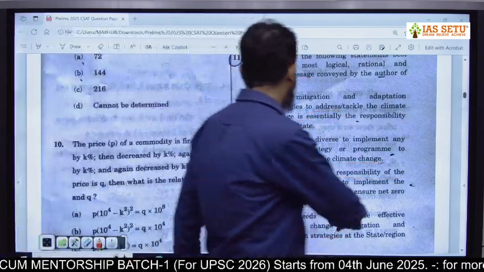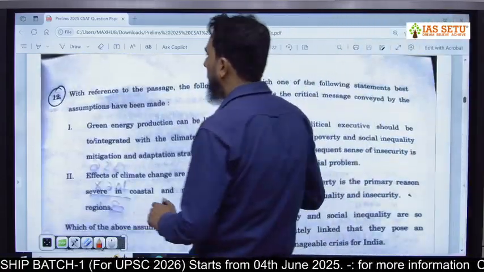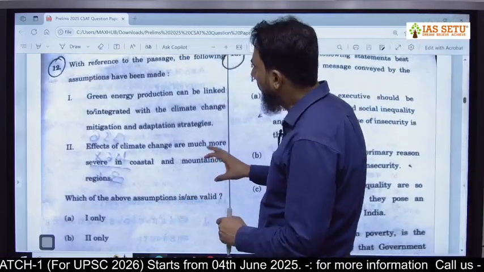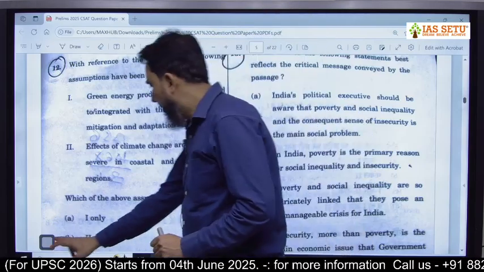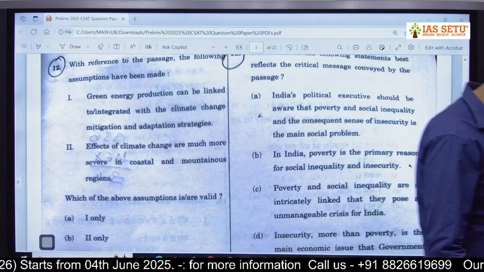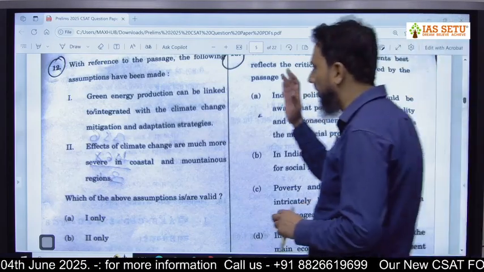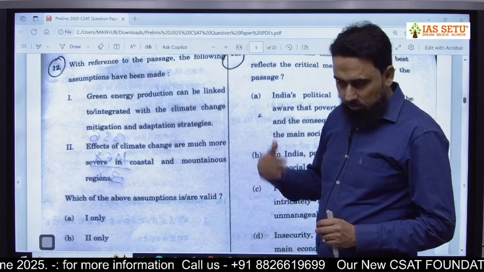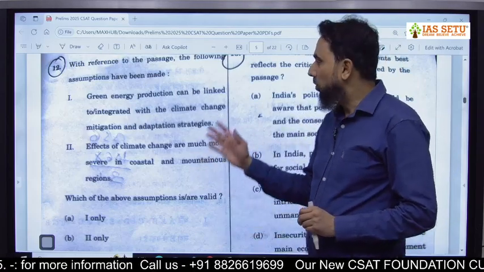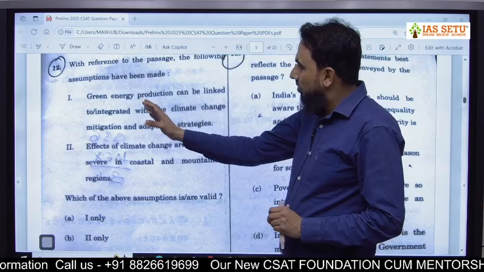And the second question, on assumptions, question number 12. Again, two statements. So UPSC gave just two statements for assumptions here. They did not give multiple statements, which was the trend in 2019 and 2021. So that was another benefit this year.